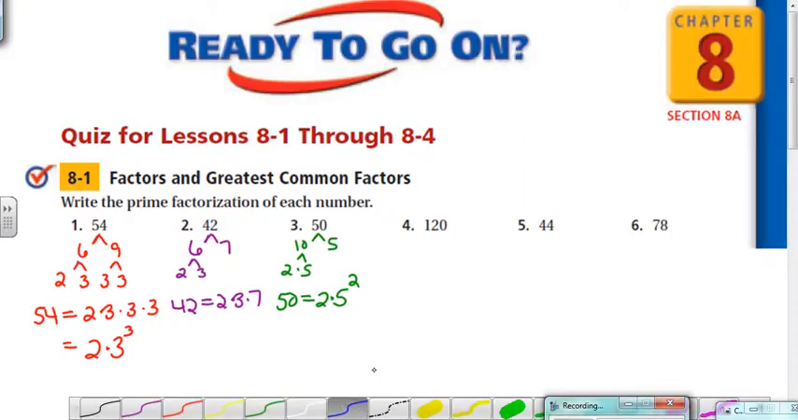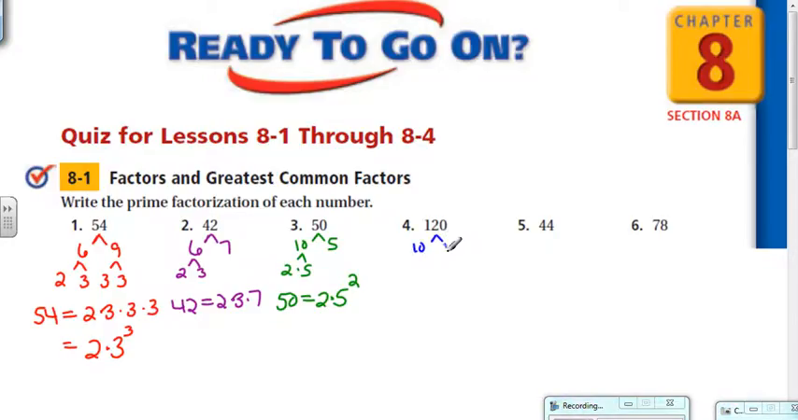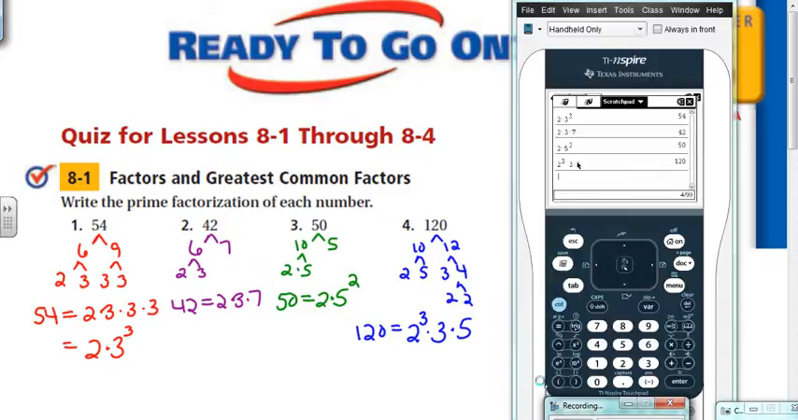For 120, it also ends in a 0, so I know I can do 10 times 12. 10 is 2 times 5, which are both prime. 12 is 3 times 4. 3 is prime, 4 isn't, so then I can do 2 times 2. So I can say 120 is equal to 3 2's, 1 3, and 1 5. So when I type that in my calculator, I check to make sure that it all multiplies back to give me 120.